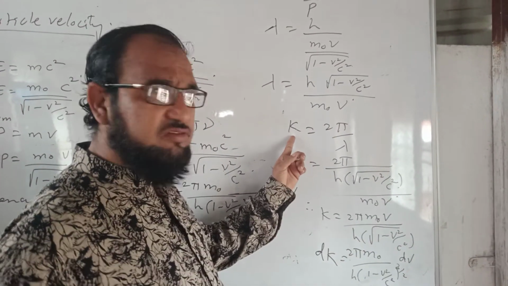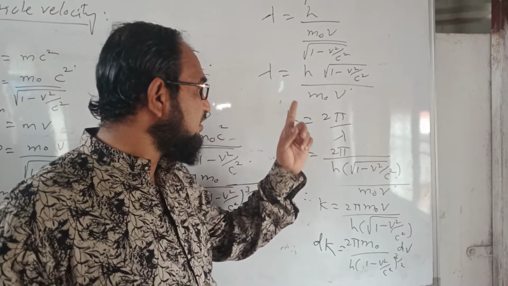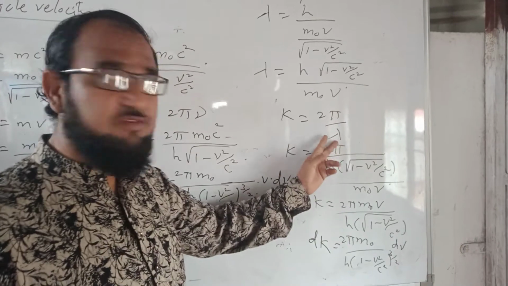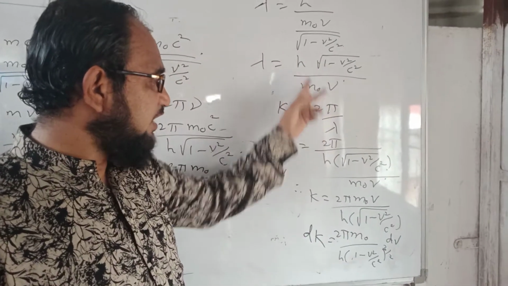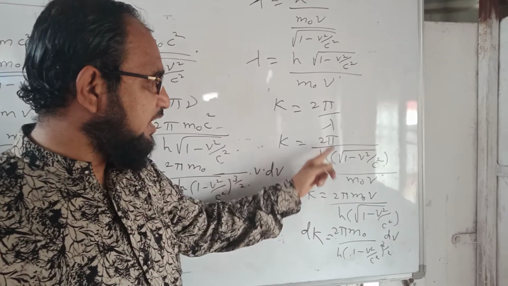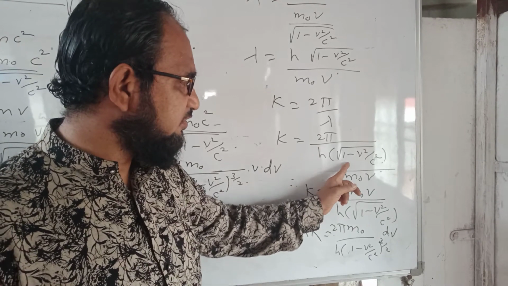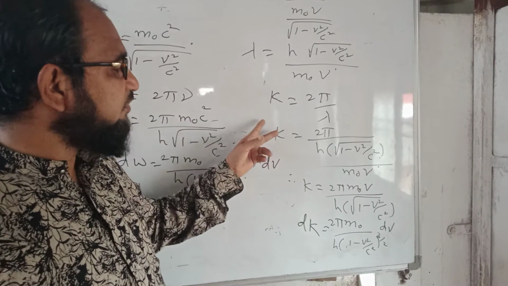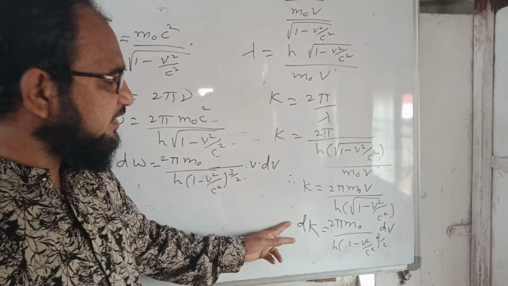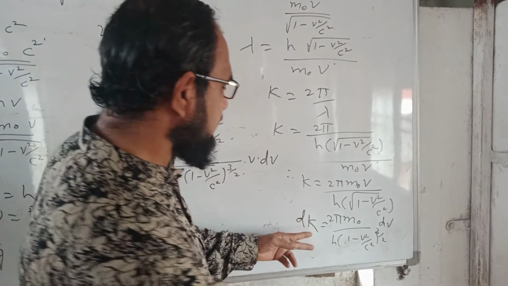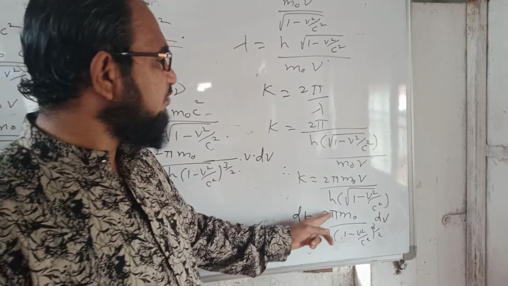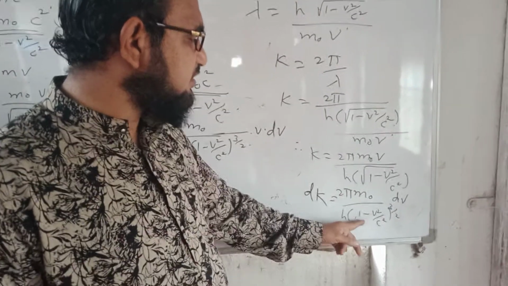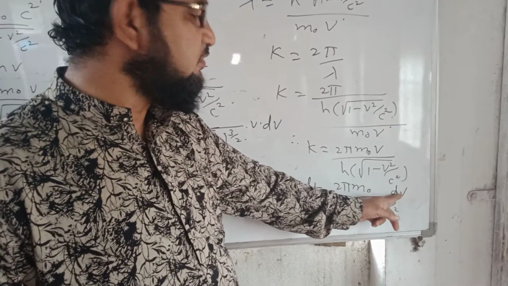Now what is k here? K is the wave constant, and wave constant is 2 pi by lambda. So I will substitute the value of lambda here, and k is equal to 2 pi upon h into root over 1 minus v squared by c squared upon m0 v. This is the value of lambda. If I differentiate this k, I will get dk, and the only variable is the bracket, therefore dk equals 2 pi m0 upon root over 1 minus v squared by c squared to the power 3 by 2 into dv.